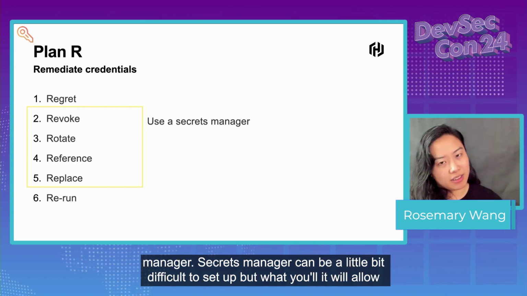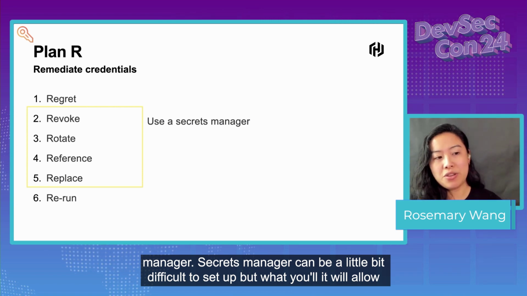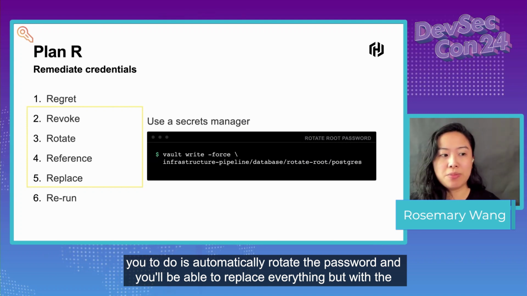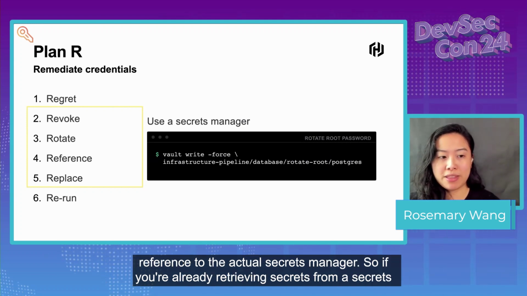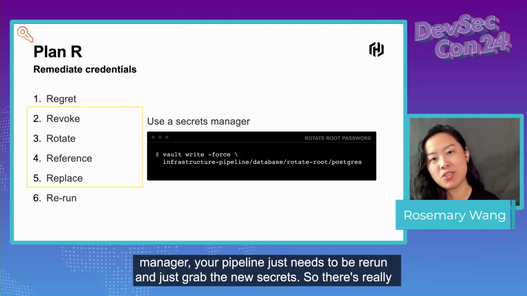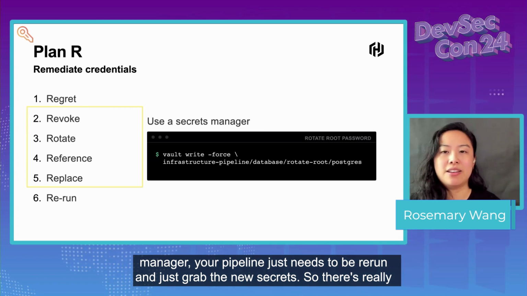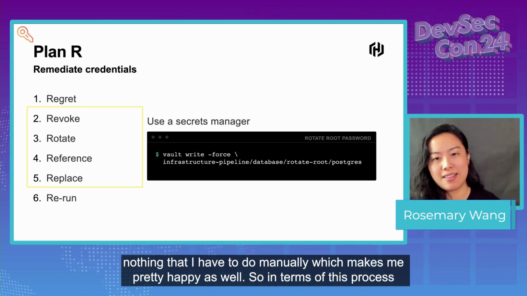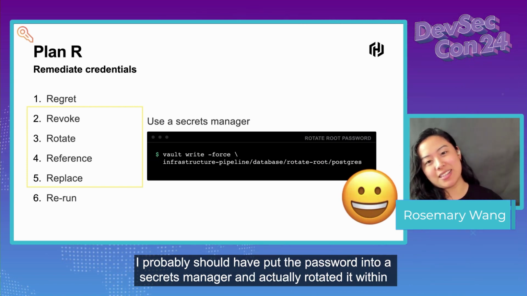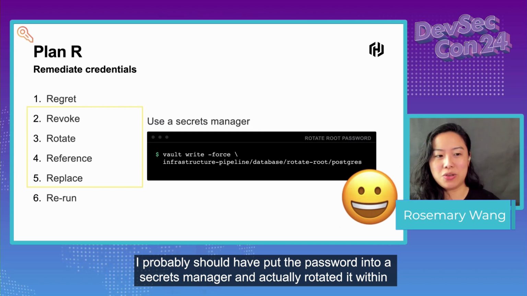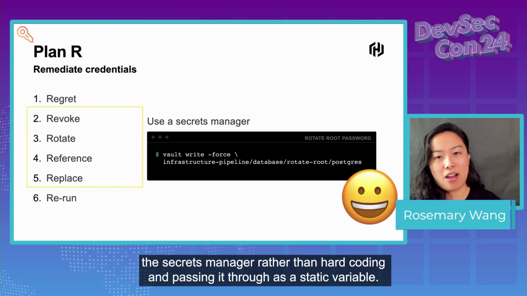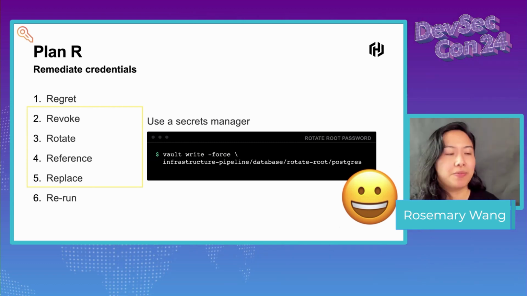Secrets manager can be a little bit difficult to set up, but what it will allow you to do is automatically rotate the password, and you'll be able to replace everything, but with the reference to the actual secrets manager. So if you're already retrieving secrets from a secrets manager, your pipeline just needs to be rerun and just grab the new secrets. So there's really nothing that I have to do manually, which makes me pretty happy as well. So in terms of this process, I probably should have put the password into a secrets manager and actually rotated it within the secrets manager rather than hard coding and passing it through as a static variable.